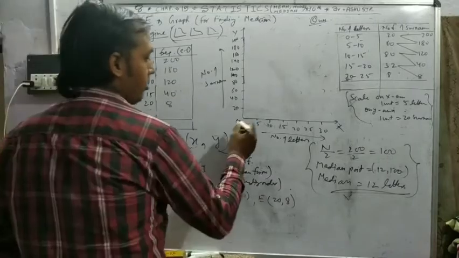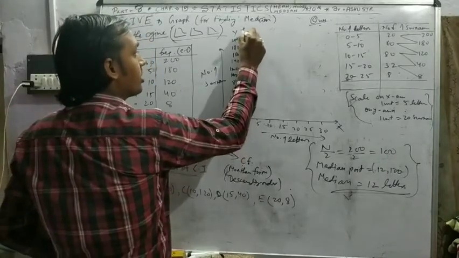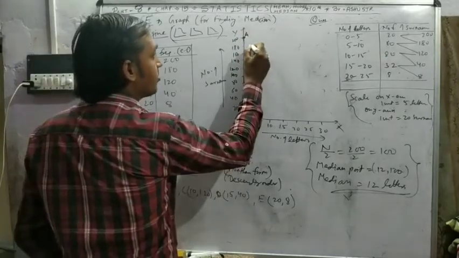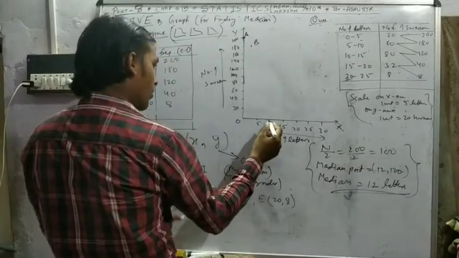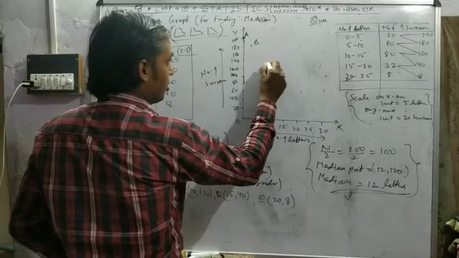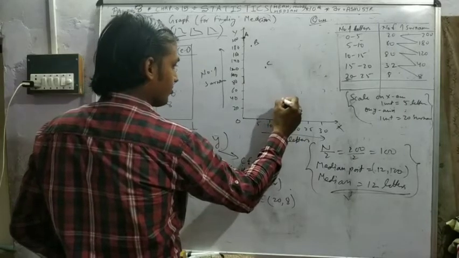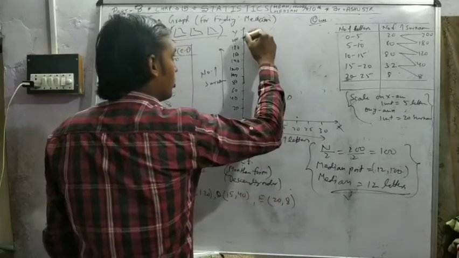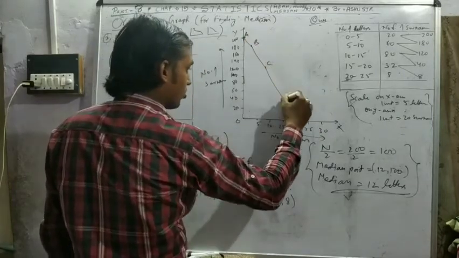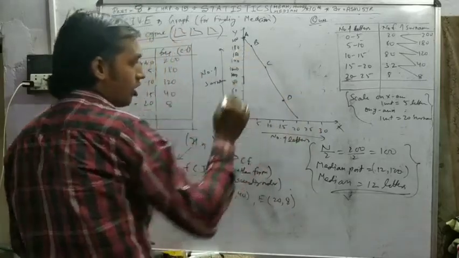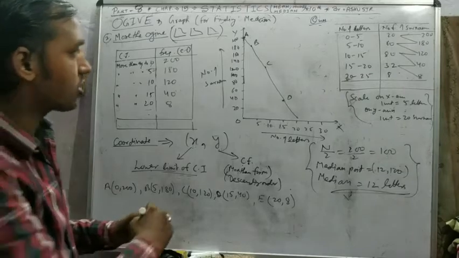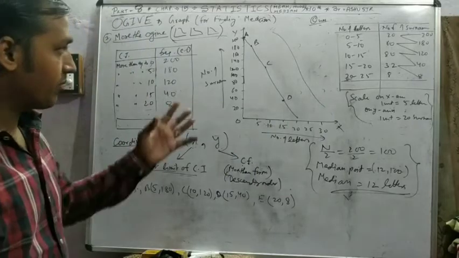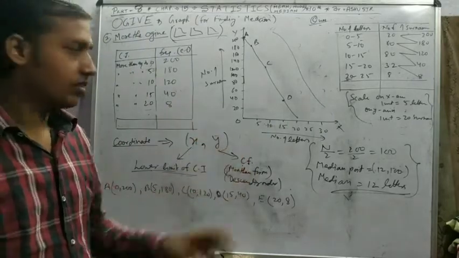0, 200 means at 0, y is 200, that is A. 5, 180, B. 10, 120, C. 15, 40, D. 20, 8, E. If you draw it on graph paper, it looks like an approximate curve just like this. But here we have made a rough graph, so it is a little different.